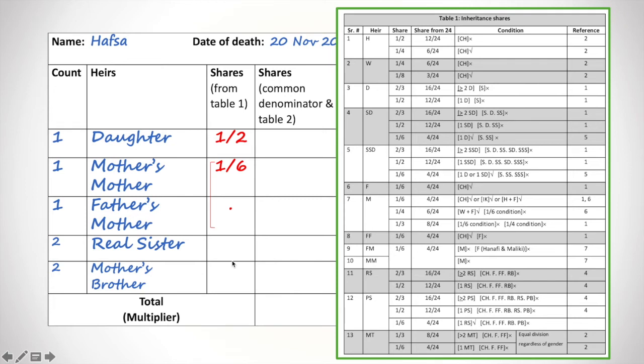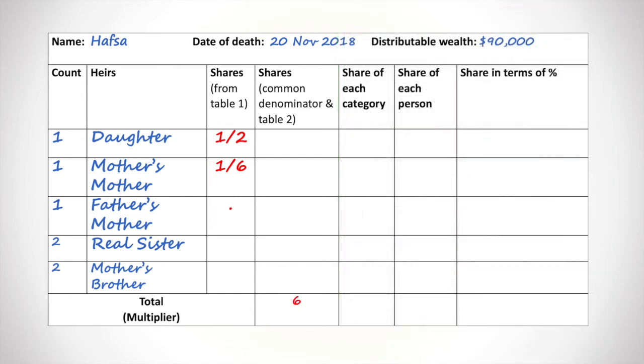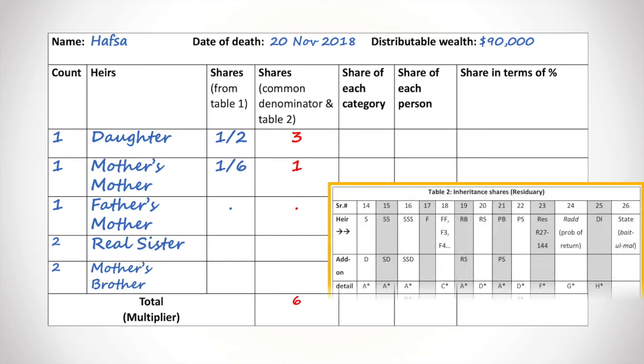Mother's brother is not present in this table and is not part of Asba either. He's part of the third tier of relatives, which is the Zawil Arham, so no share for him. Our LCM is 6. 1/2 will turn into 3/6, and 1/6 will remain 1. So we have 2 more parts to give. Let's go to table 2 and figure out.